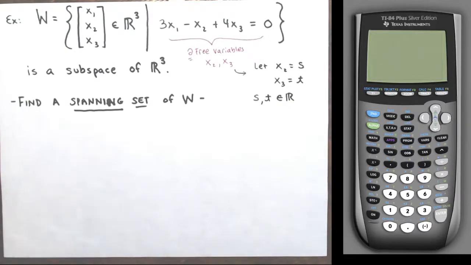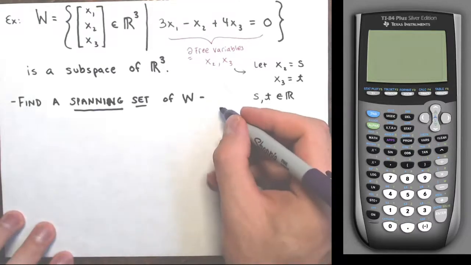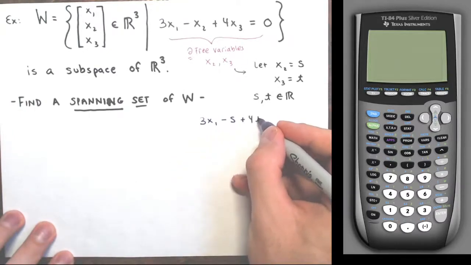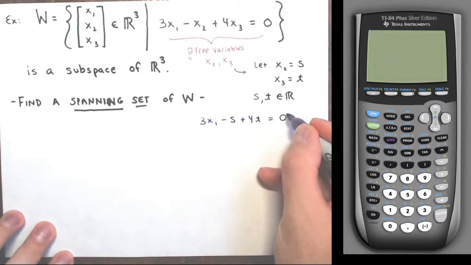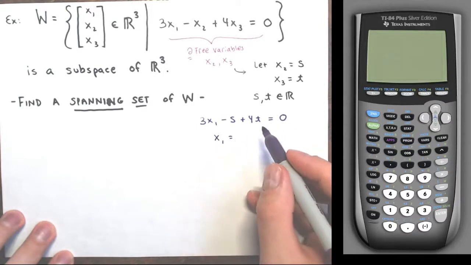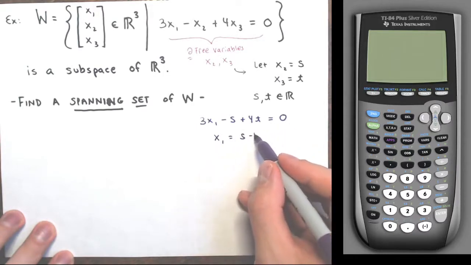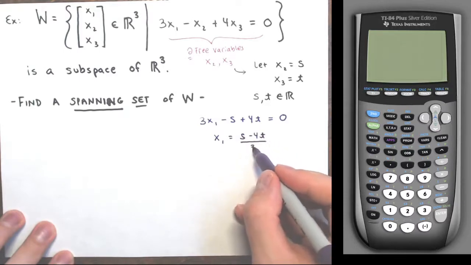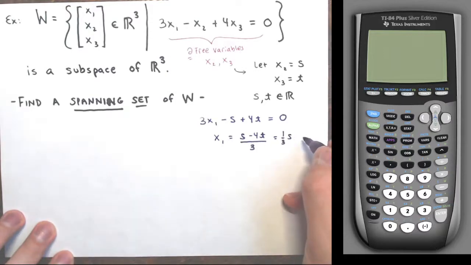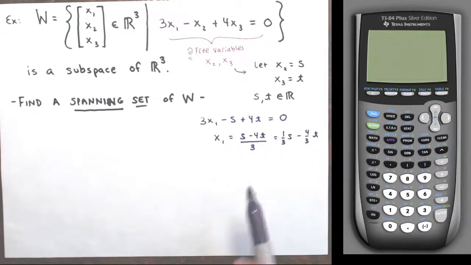So then that equation looks like this. We have 3x1 minus s plus 4t must be equal to 0. So then x1 must be equal to s minus 4t, all divided by 3, or 1/3 s minus 4/3 t. If you divide each one by 3.